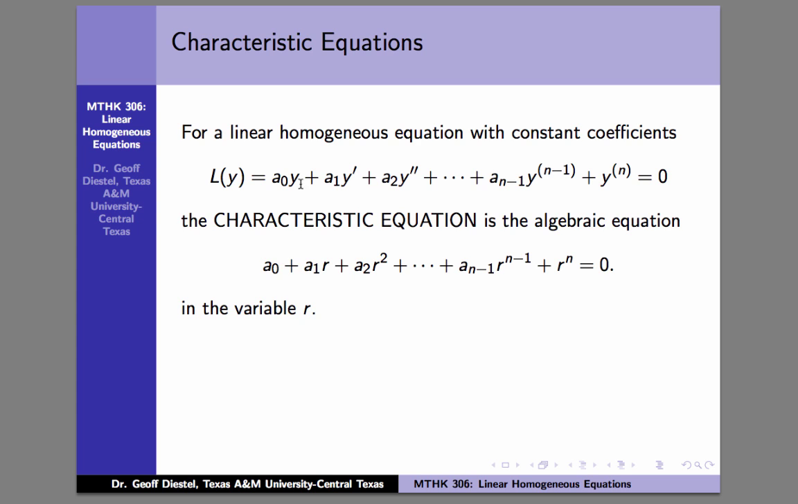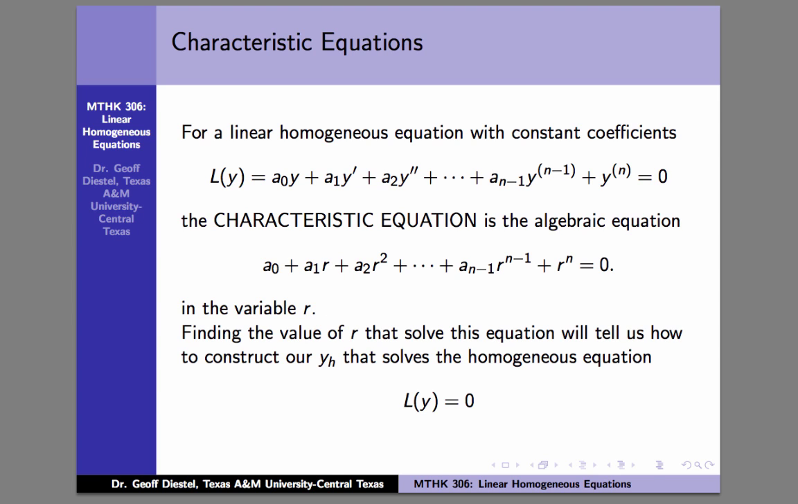So notice what we're doing. The y is corresponding to our constant term. Y prime is corresponding to the first power term, and y double prime is corresponding to the second power term. So we're just translating derivatives into powers of this numerical variable, where taking no derivatives is like r to the 0 power, which is just 1. That's why we just have a constant a0. So what we're going to see is if we can identify the numbers r that solve this numerical equation, those numbers will tell us precisely how to construct the general solution of the homogeneous equation, L of y equals 0.